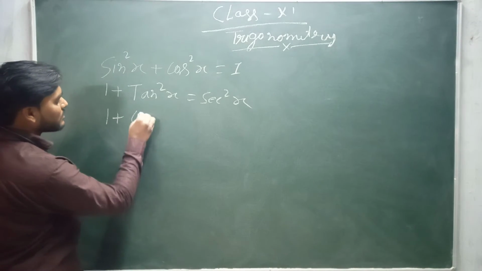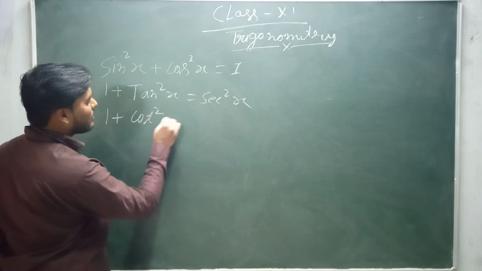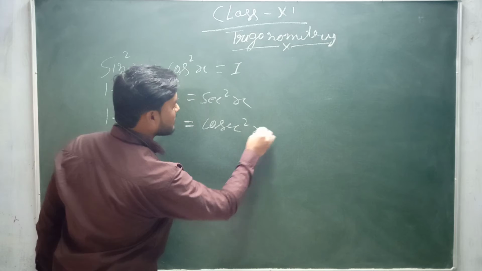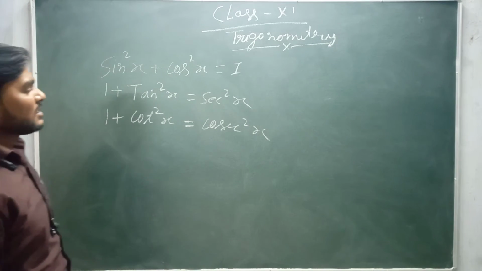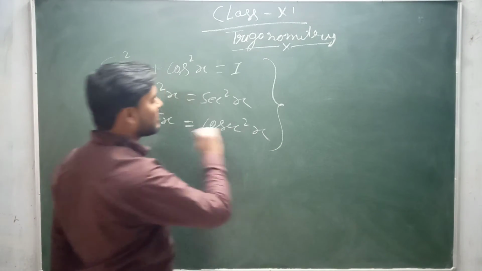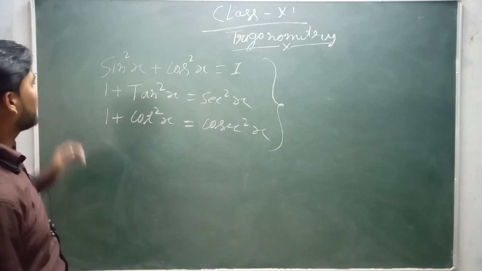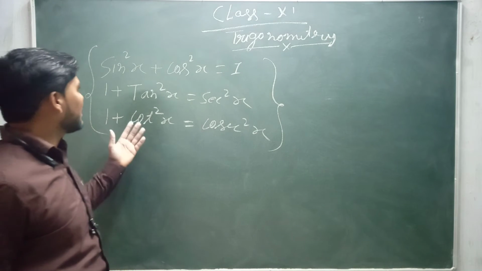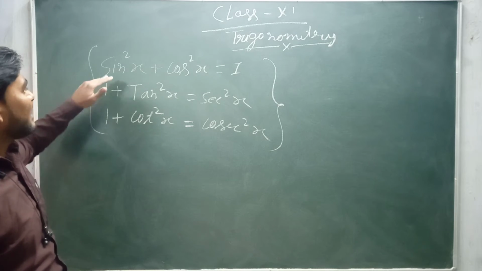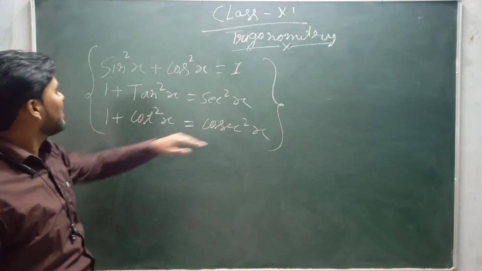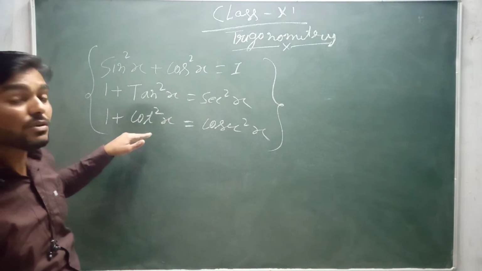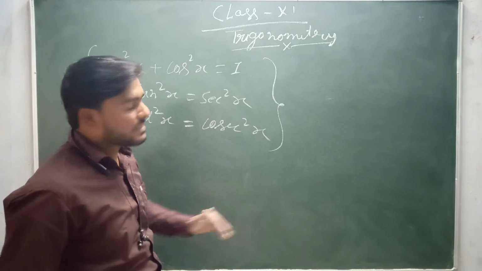For the remaining functions, cot and cosec: 1 plus cot square x is equal to cosec square x. There are three identities, or you can say relations: sin square x plus cos square x equals 1, 1 plus tan square x equals sec square x, and 1 plus cot square x equals cosec square x.